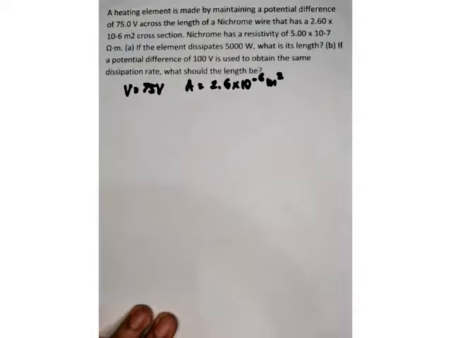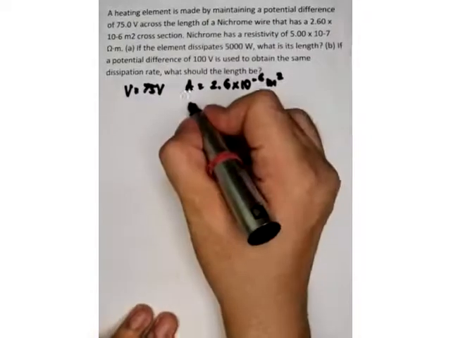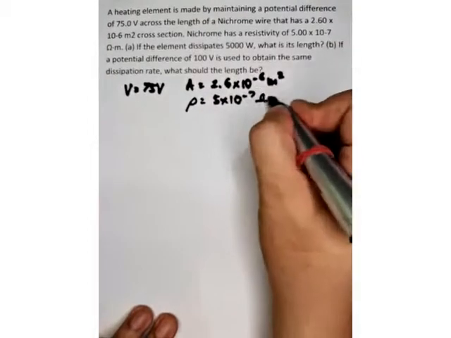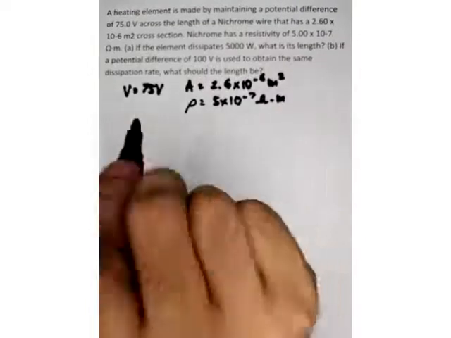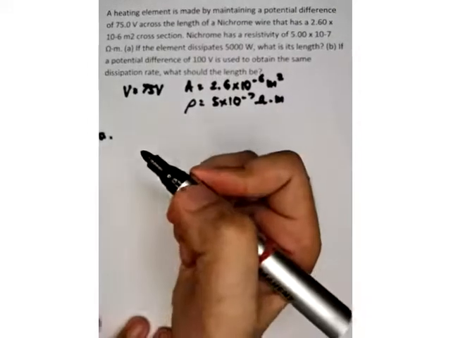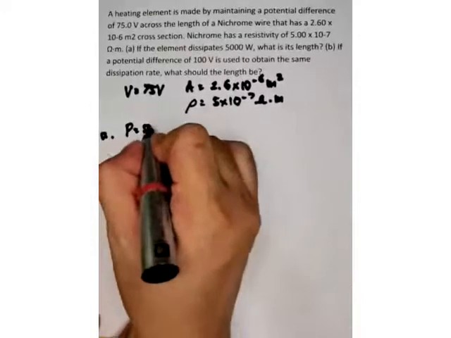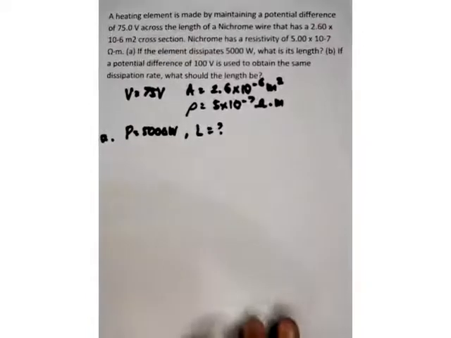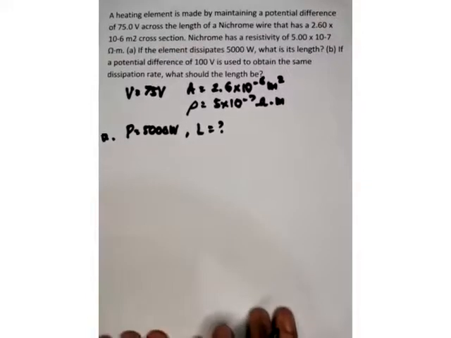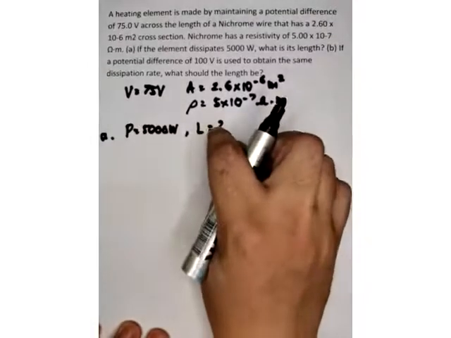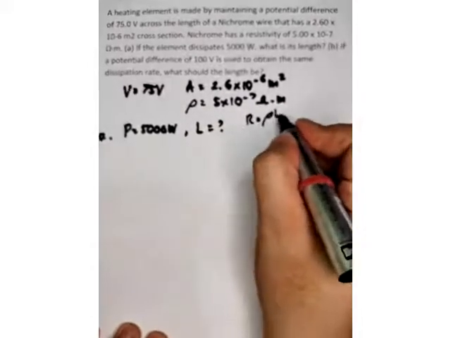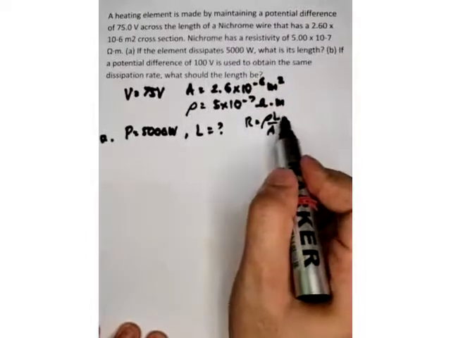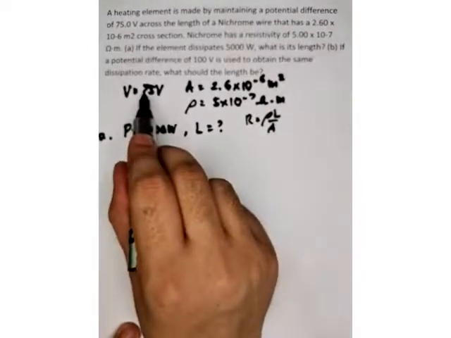Again, nichrome resistivity. So the resistivity of nichrome is given. So that's 5 times 10 raised to negative 7 ohm meter. Ayan. So for letter A, if the element dissipates a power of 5,000 watts, what is the length of the conductor? Okay, so that means we need the resistance to find because diba, resistance is equal to rho L over A. So we're given the resistivity and the area. We need to find the length, so we need the resistance. Now, we are given the voltage and the power, so we can find for the resistance.